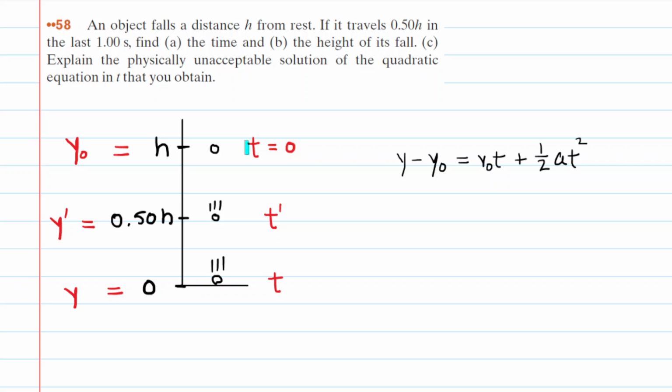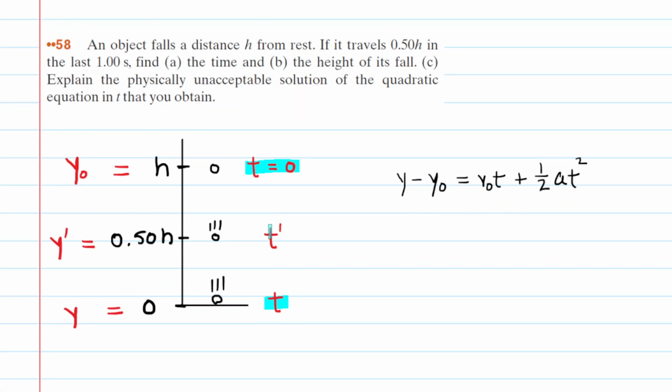Now we have strategically labeled some times on the right-hand side. When the object is dropped, the time is 0, and when the object hits the ground, we've labeled that time t. But halfway through its fall, we've labeled that time as t prime, and we're going to see why that's advantageous in just a moment. Now, the equation that's going to be most relevant for solving this question is this kinematics equation right here. And what we're going to do is use it twice.